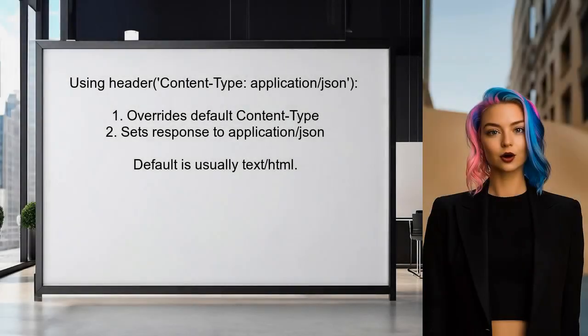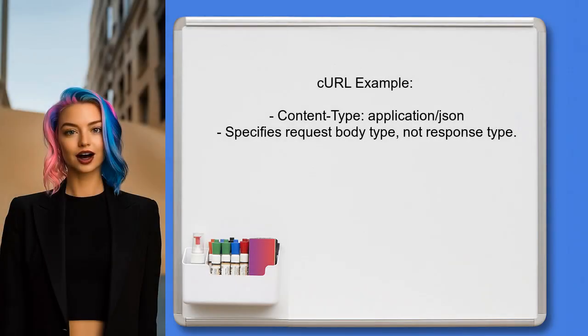In PHP, if you don't set the content type header, it defaults to what's in your php.ini file, usually text/html. By using header Content-Type application/json, you change this to application/json, which is important for scripts that return JSON data. When using cURL with content type application/json, you're specifying the content type for the data you're sending, not for the response you expect back.